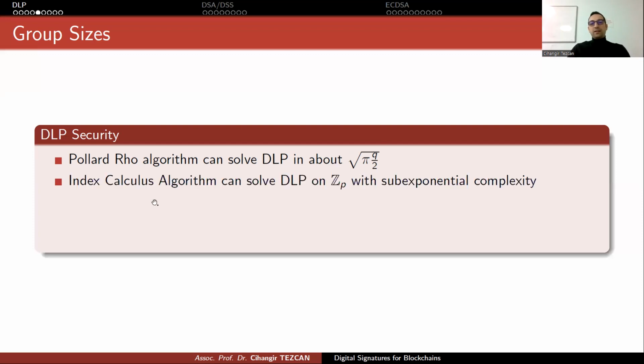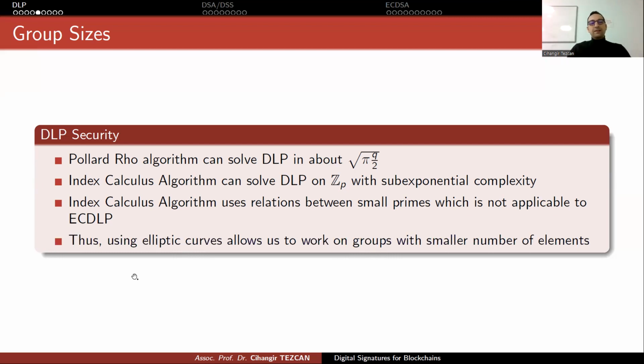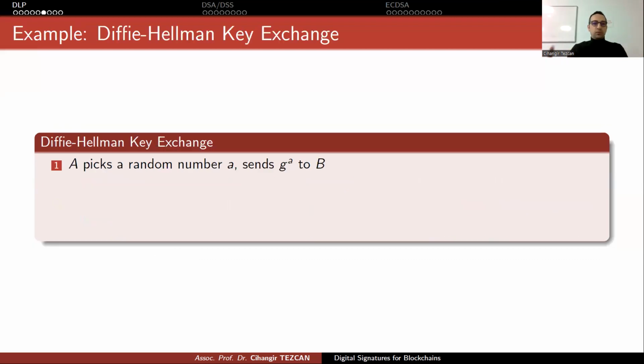Okay. Index calculus algorithm can solve the discrete logarithm on Z_p, not on elliptic curves, with sub-exponential time complexity. So this is why this problem is easier here, but harder on elliptic curves, because I don't have a sub-exponential time algorithm to solve it for elliptic curves. Okay. Index calculus algorithm uses relations between small primes, which is not applicable to the elliptic curve discrete logarithm problem. This is why the problem is harder here. Thus, using elliptic curves allows us to work on groups with a smaller number of elements. This makes your key sizes smaller, and this actually shortens everything.